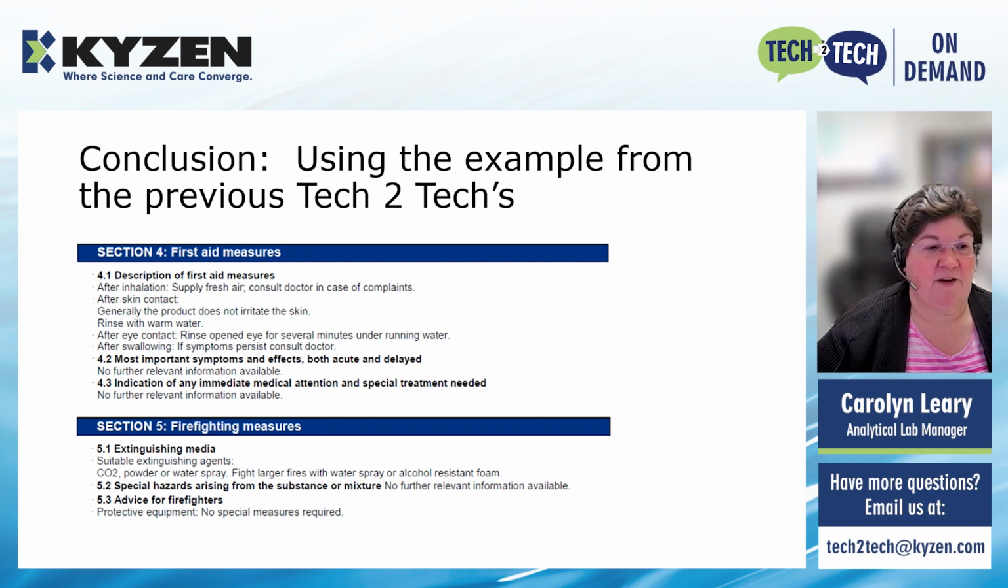Section 5 has the firefighting measures. Our product would be good with any suitable extinguishing materials for whatever surrounding area is there. It lists several that could be used in case of fire. Special hazards, there's no information available. And for the firefighters in section 5.3, there's no special equipment required on their part.